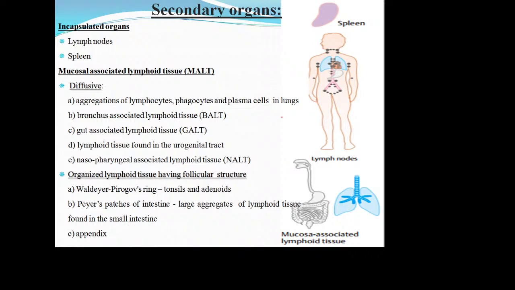Secondary immune organs include a lot of organs. That's why they are classified into two big groups. These are encapsulated organs, and another group are mucosal associated lymphoid tissues. So encapsulated organs include lymph nodes here, or here, and spleen.